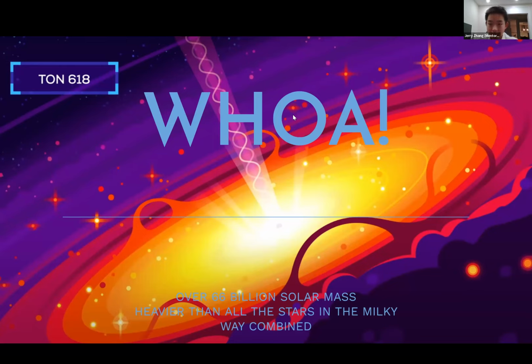So TON 618, through its event horizon, which is basically where you can't go back even if you travel at the speed of light, you can fit 11 of our solar systems at this diameter. 11 solar systems, and this is the full solar system, which includes the asteroid belts. And it takes light a week to travel from the event horizon to the center of the black hole, and then another week for light to travel from the center and out. So it takes 2 weeks for light to go past the whole black hole.